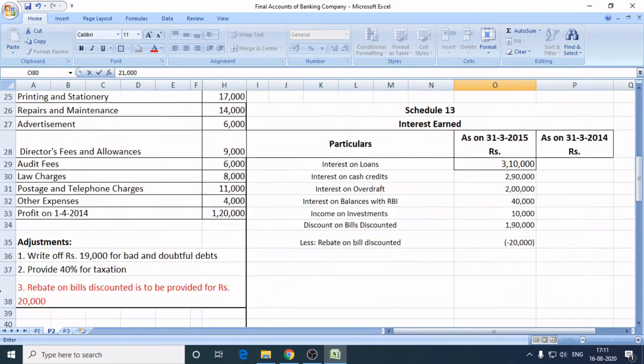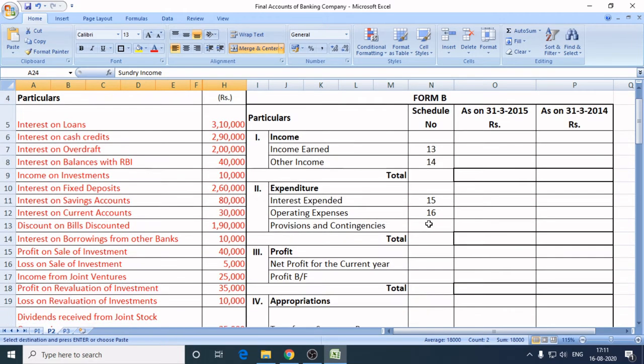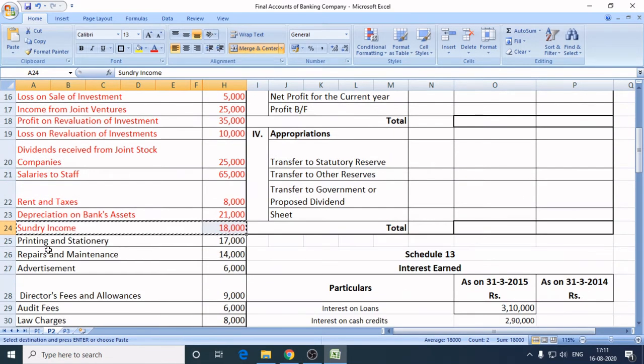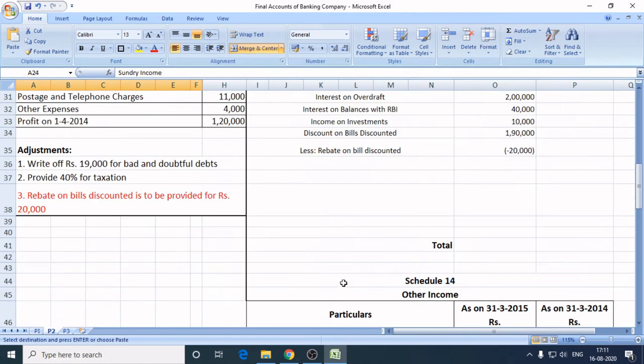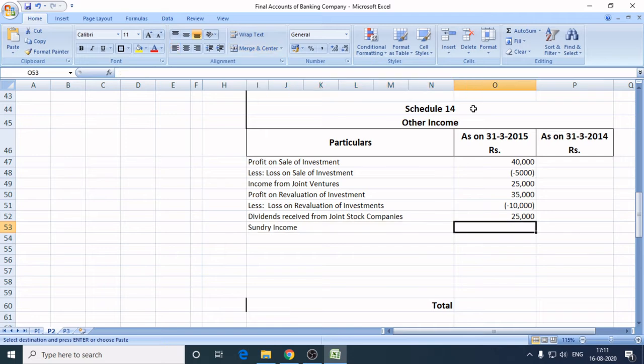Okay, the next in the problem is sundry income. Now it is an income of the bank, and for recording income of the bank we have two schedules, that is 13 and 14. As it is sundry income, it will go under schedule number 14. So sundry income, the figure is 18,000. So other income here, sundry 18,000 rupees.